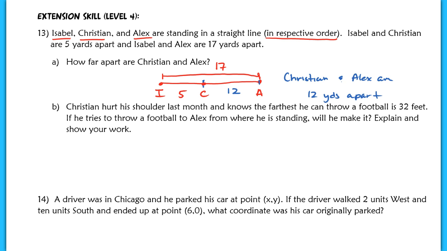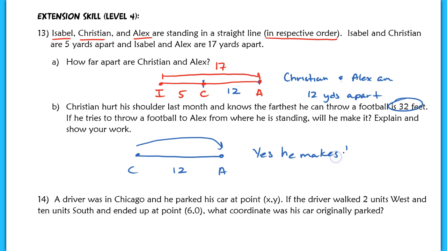It says Christian hurt his shoulder last month and knows the farthest he can throw a football is 32 feet. If he tries to throw a football to Alex from where he is standing, will he make it? Explain and show your work. Clearly, we just found that the distance between Christian and Alex was only 12 feet. So if Christian wants to throw a football to Alex, he will make it because it's not as much as 32 feet. So yes, he makes it. And for my explanation, I'm just going to show the distance between Christian and Alex.